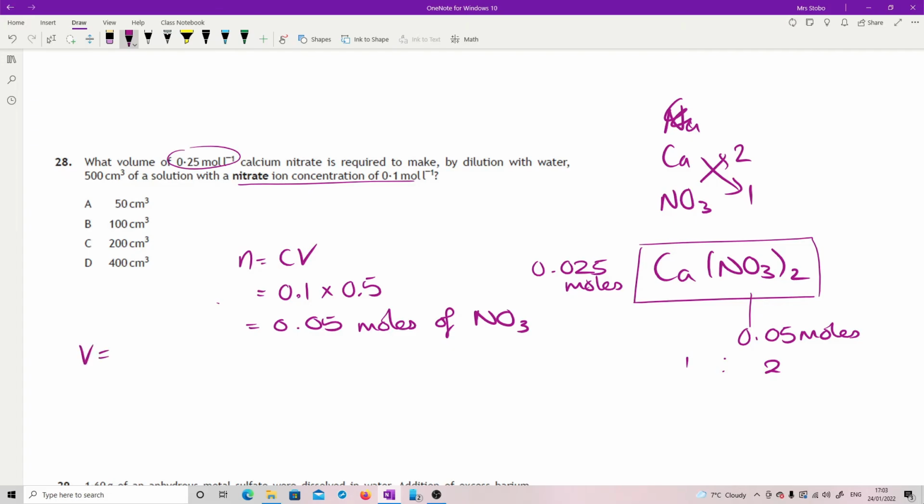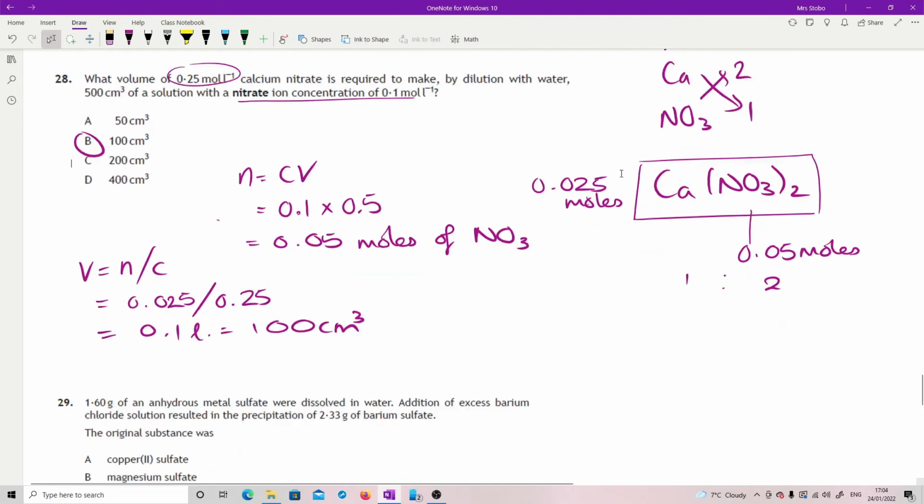So I'm going to go for volume is moles over concentration. 0.025 is how many moles of calcium nitrate I need. Divide that by concentration, 0.25 gives me 0.1, which is 100 centimeters cubed, because that's litres.